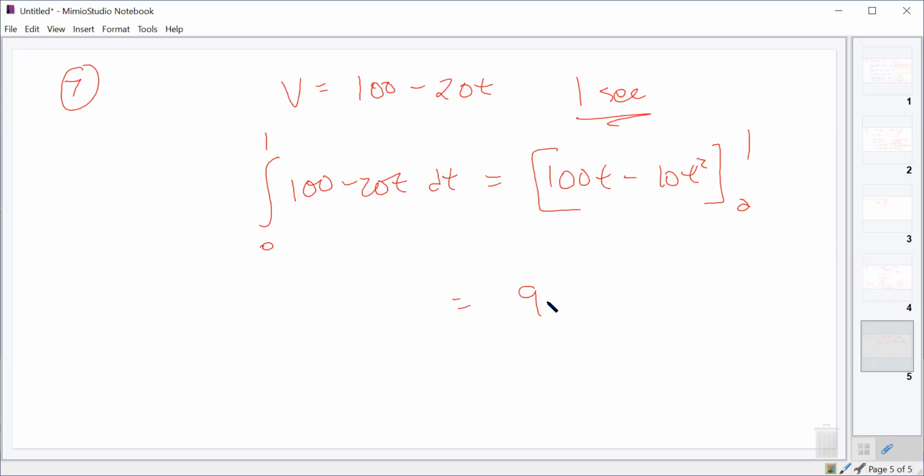Should be 90. So it must be 90 feet away. Good? Everyone's good with number 7? Josh, you good with number 7 there? Yes. Wonderful.